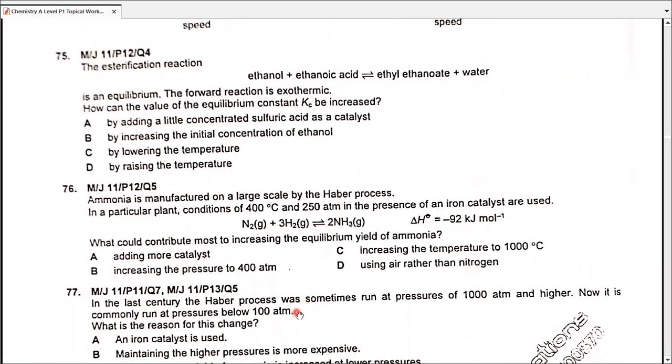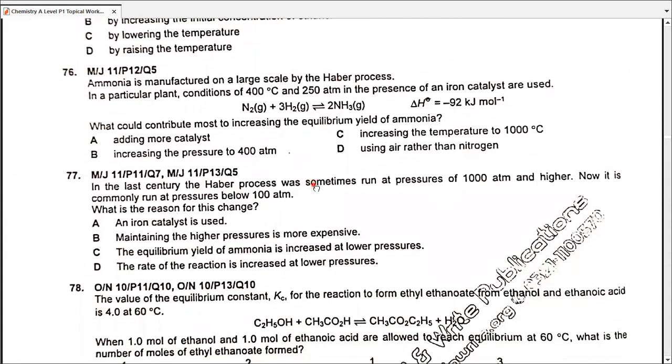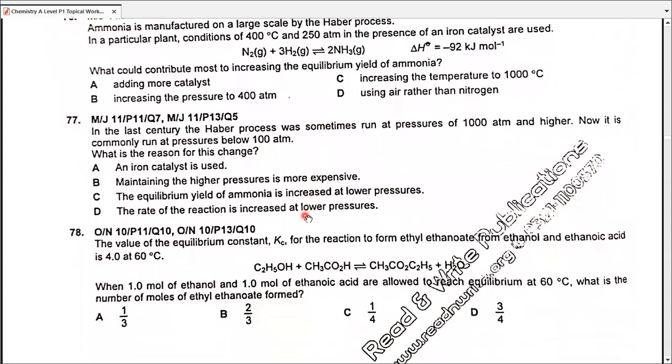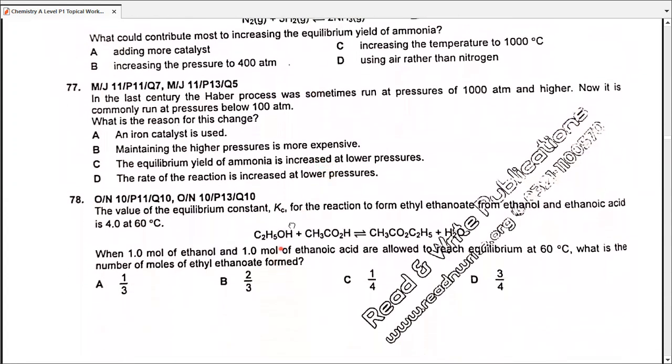75 is easy. So it's 76, 77, 78. Let's go with 78.